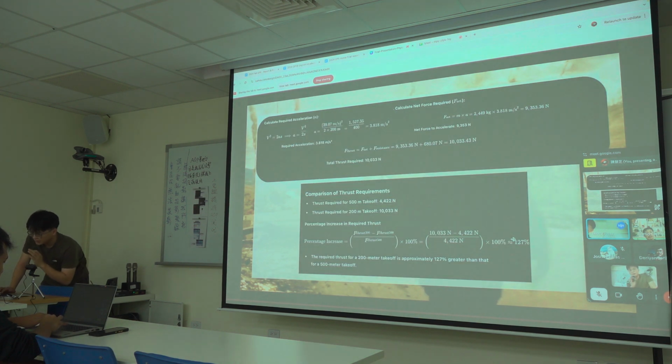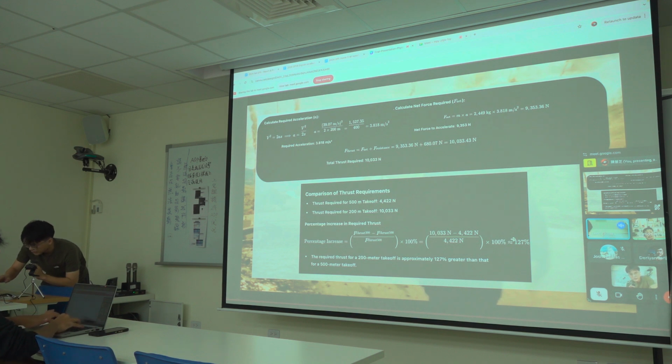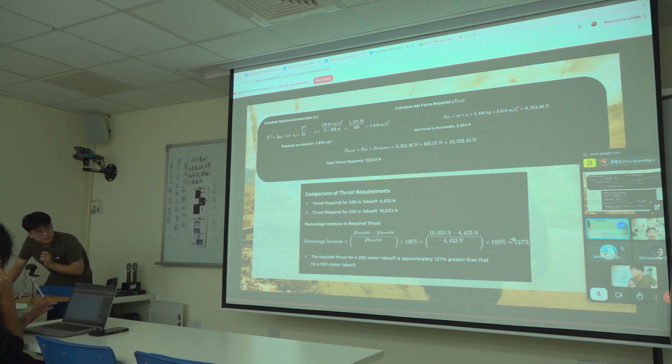With the above calculation, we can recalculate the effort for this scene, which is about 10,000 Newton. That is 127% greater than our real-life standard takeoff distance. So it is a very ridiculous thing and very hard to happen.